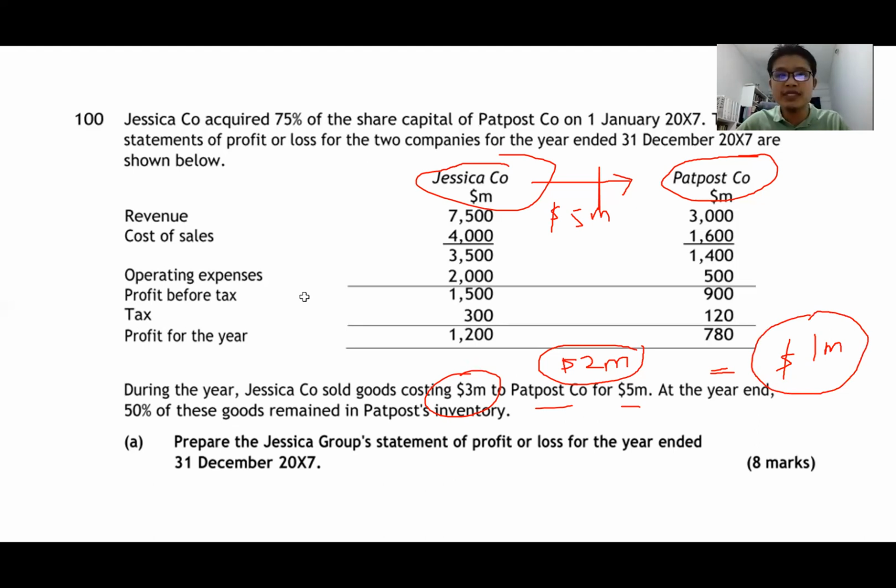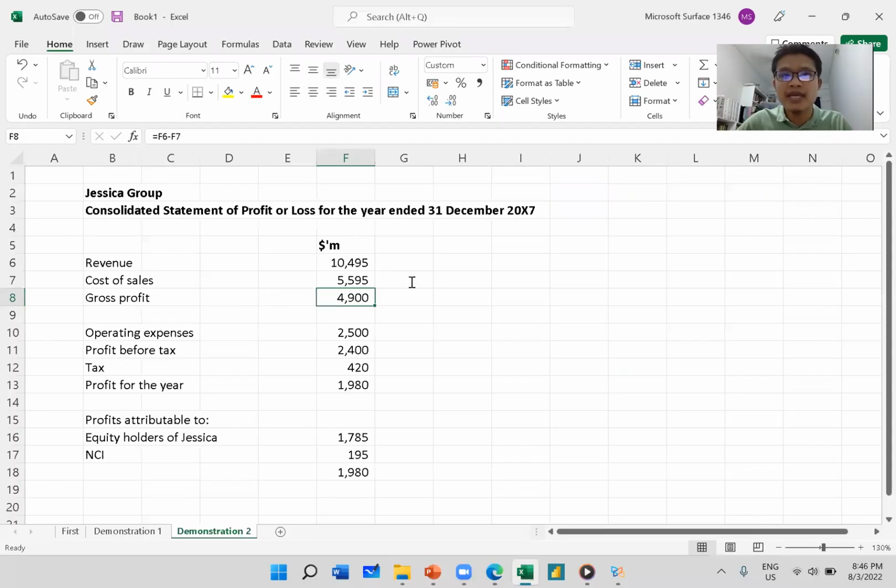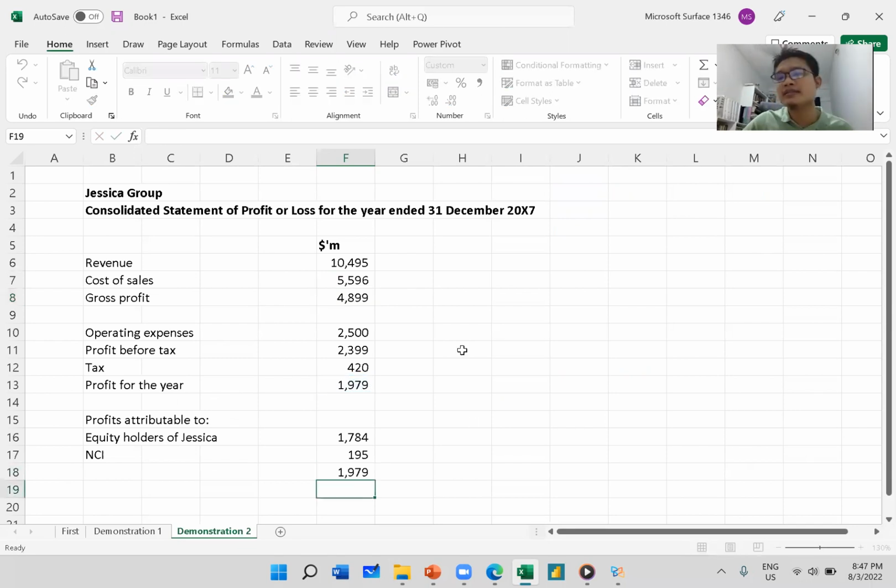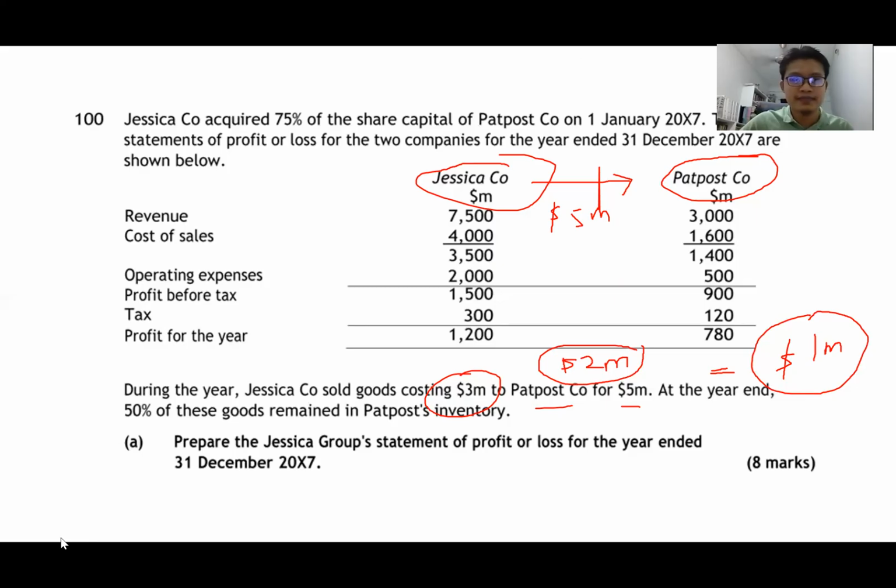So let me do this. Cost of sales, add back 1 million. What is that 1 million? Unrealized profit. That's it. I think the figure is changing. Because this is all related. Before I end, just to make sure that you understand this, let me change the question a bit.